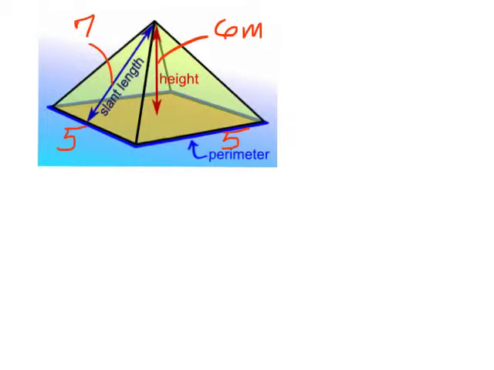What is the formula for the area of a triangle? Anybody remember? The formula is 1/2 base times height for the area of a triangle. So that's one face of the pyramid. How many faces do we have on the pyramid? 4. So whatever you find for the area of one triangle, you have to multiply it by 4.